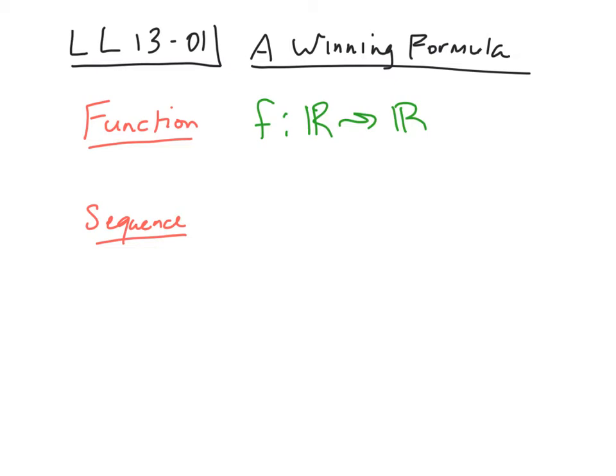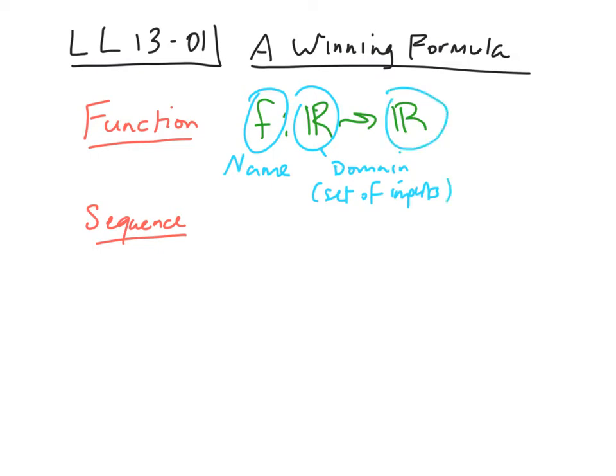So when I write this notation here, this refers to the name of the function. That name of the function in this case is f. This tells me the domain of the function. That's the set of all possible inputs. And then this here tells me something called the codomain of the function. That's the set of all possible outputs.